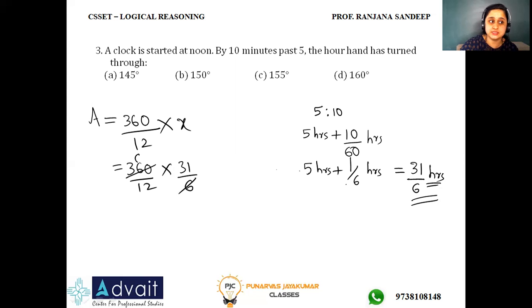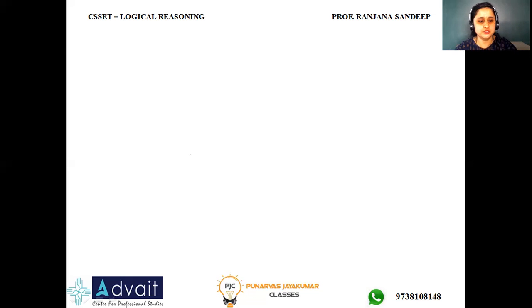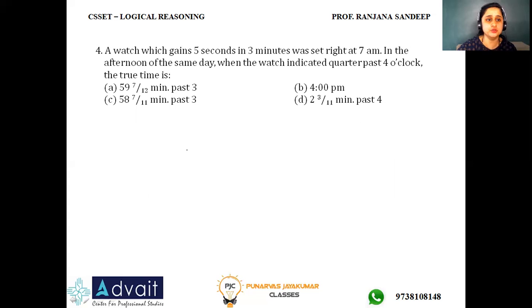6 times 60, 12 times 5, correct? So what is 5 into 31? 5 into 31 is 155 degrees. That is option C. 155 degrees. So this is the angle traced by the hour hand from 12 noon to 5:10. Okay. So next, problem number 4.